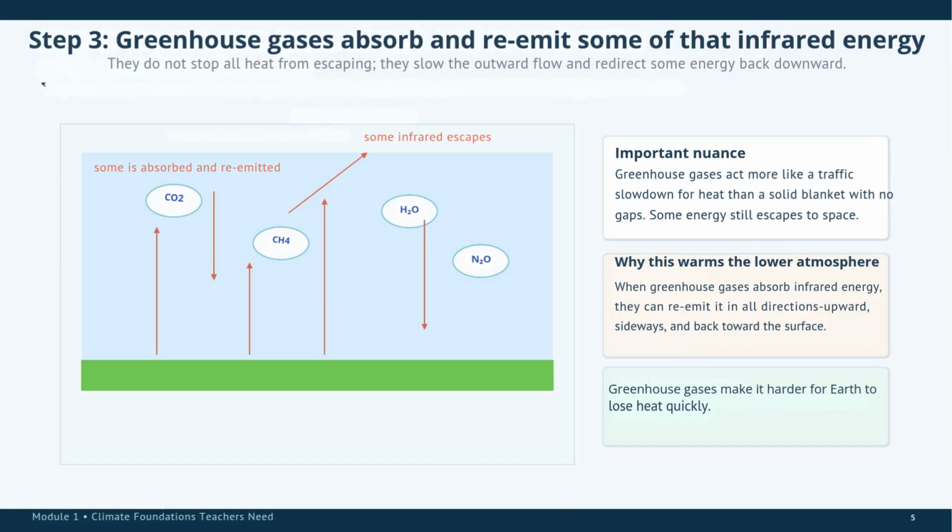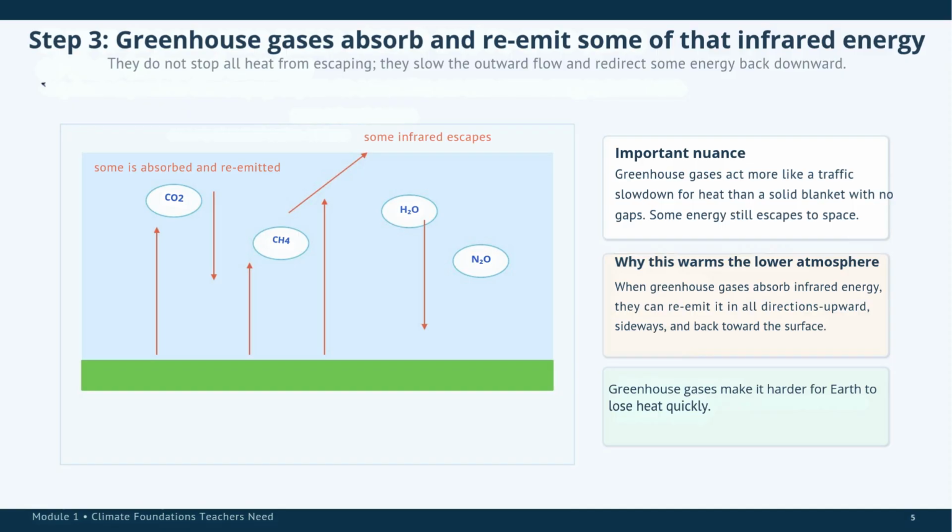The greenhouse gases are not going to stop this infrared energy from coming back. They're going to redirect it or absorb it. Absorbing means it just sits in that molecule. Redirecting just means it's going to move sideways, and some of that infrared is still going to escape out. So Earth is still sending energy back towards space, and some of that energy still escapes, but our greenhouse gases absorb some of that infrared energy and then send it in different directions.